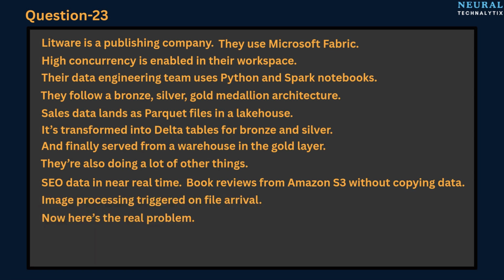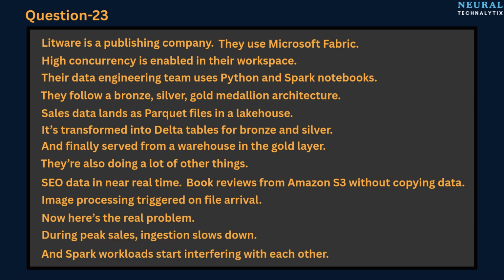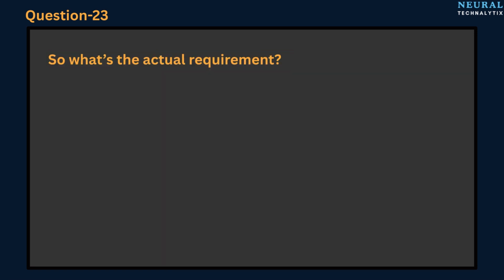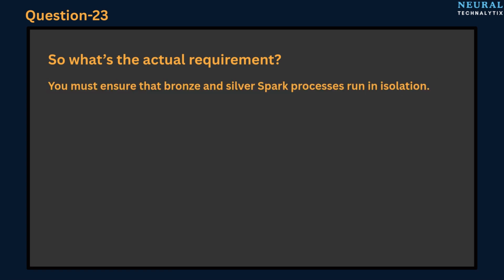Now here's the real problem. During peak sales, ingestion slows down, and Spark workloads start interfering with each other. So what's the actual requirement? This is the key line. You must ensure that bronze and silver Spark processes run in isolation.